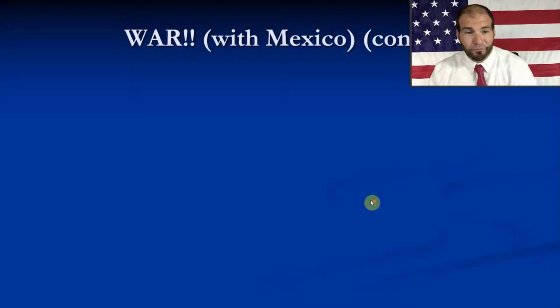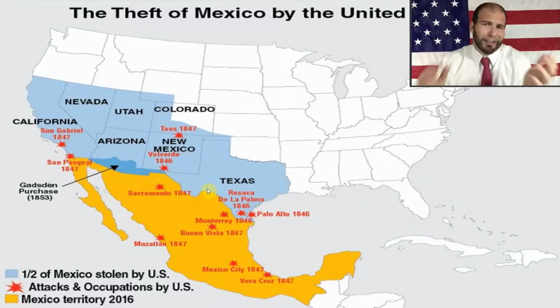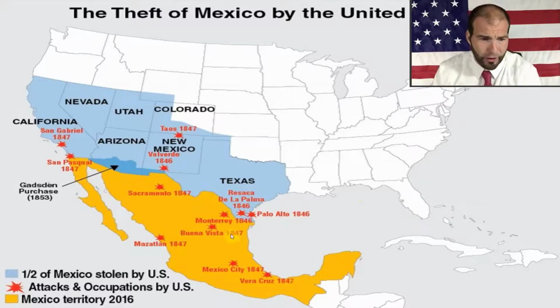Now, it is worth pointing out, now that we have this land, we do still have to fight them because we did officially declare war on them, all right? And so America is going to have to go down here into Mexico City and fight Santa Anna down in Mexico City.